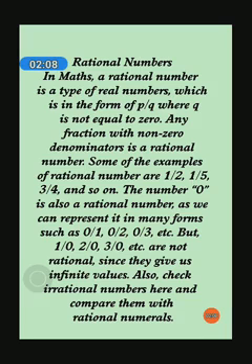The number 0 is also a rational number, as we can represent it in many forms such as 0 by 1, 0 by 2, 0 by 3, etc. But 1 by 0, 2 by 0, 3 by 0, etc. are not rational since they give us infinite values.